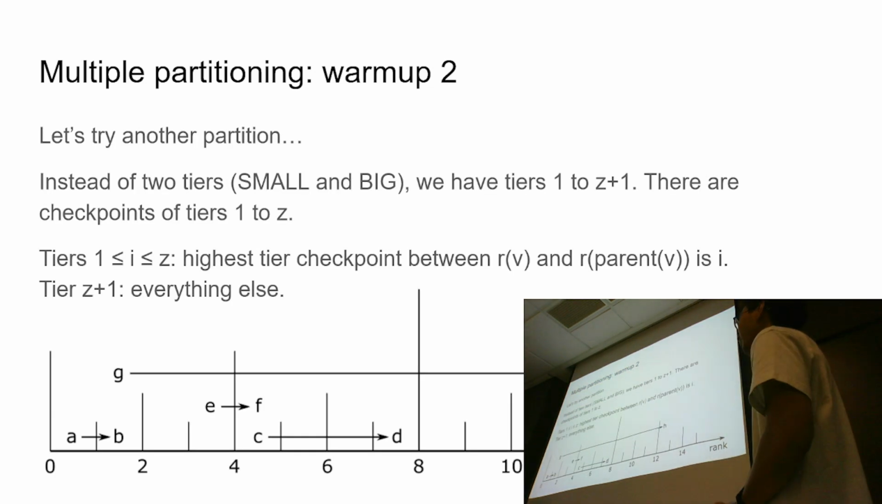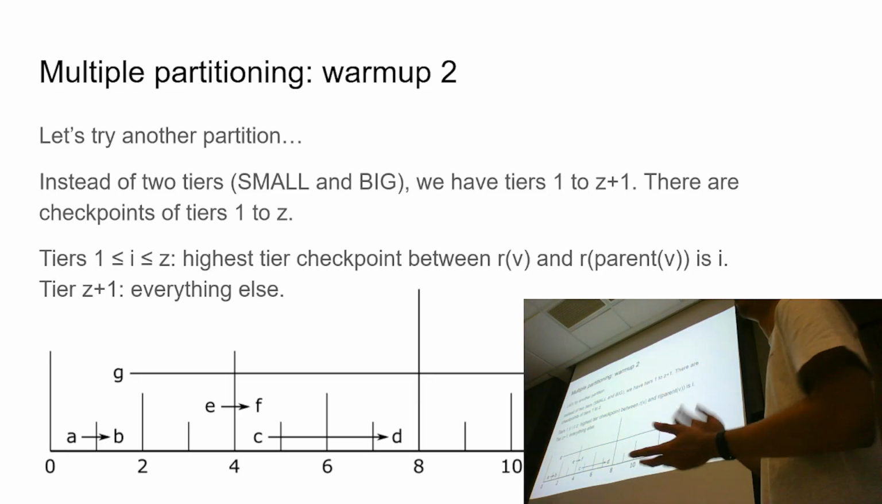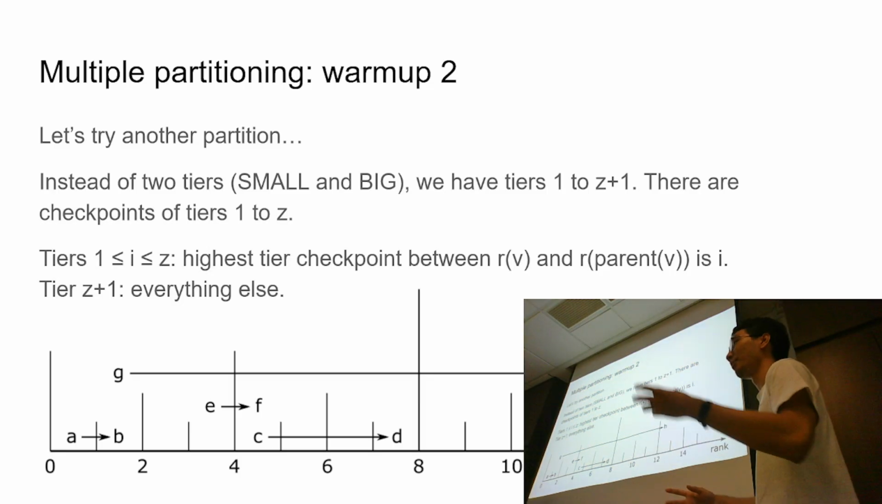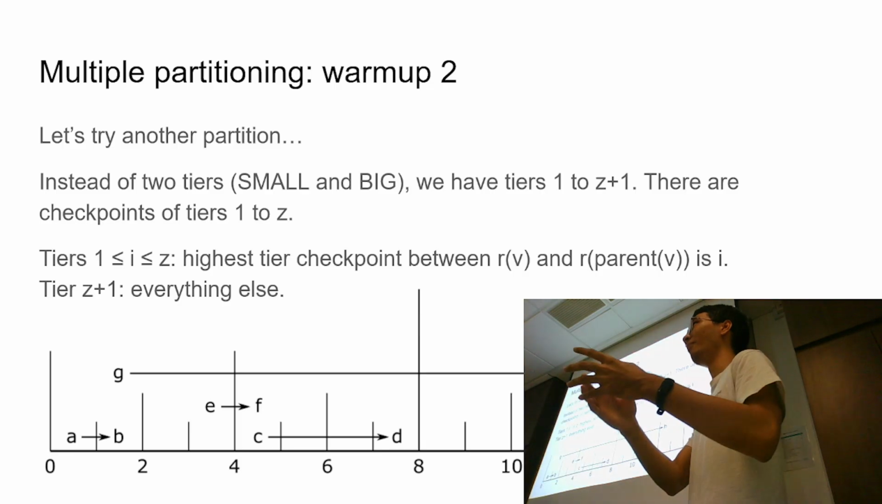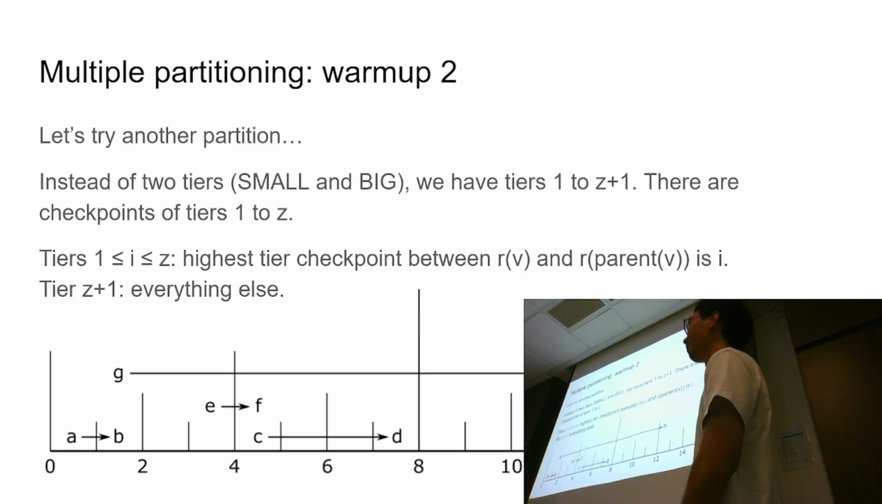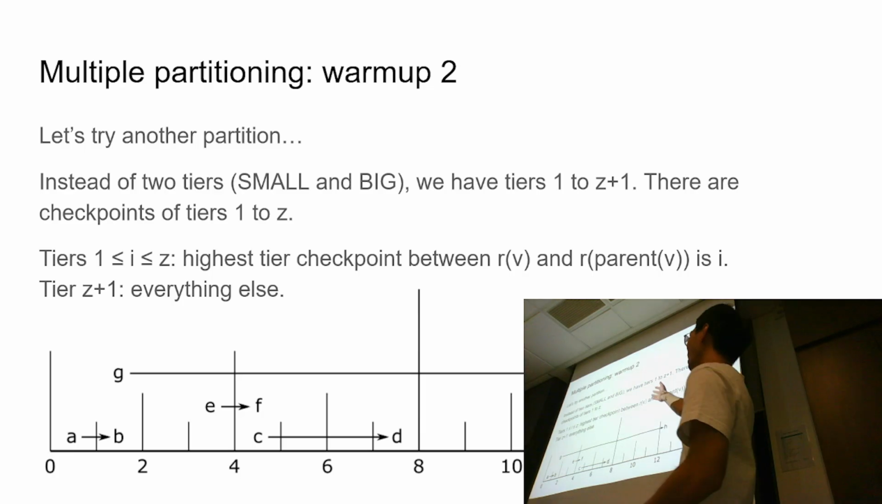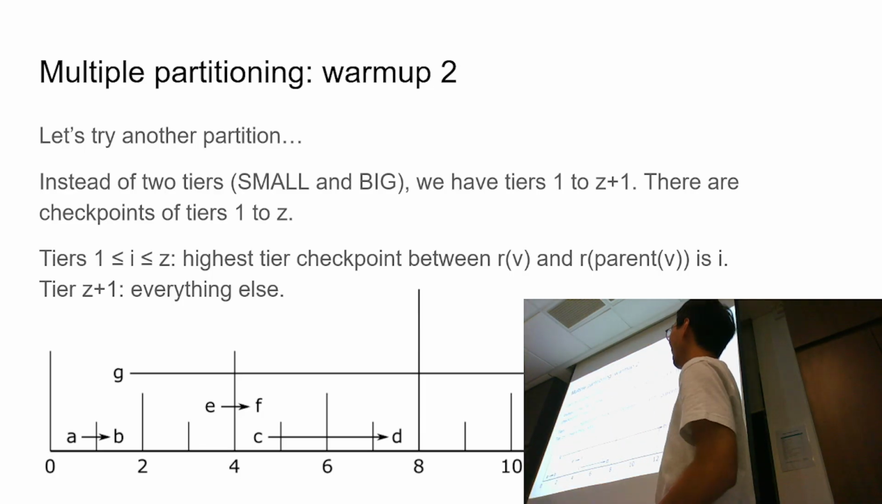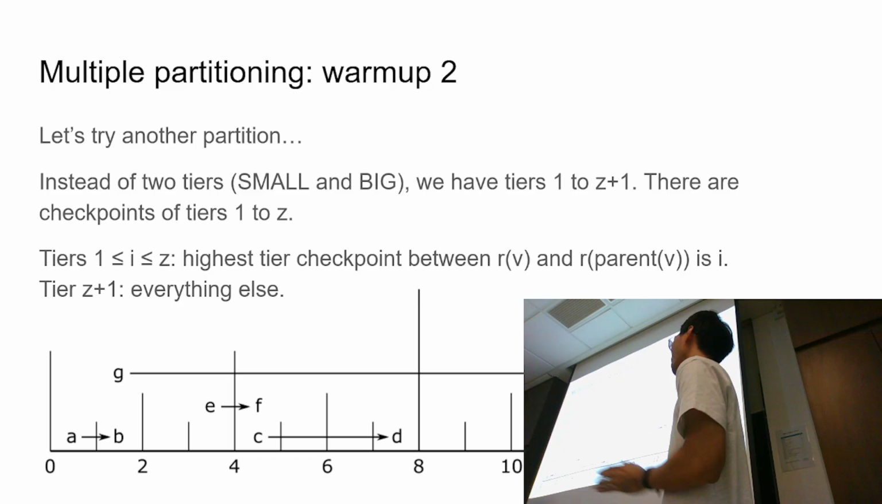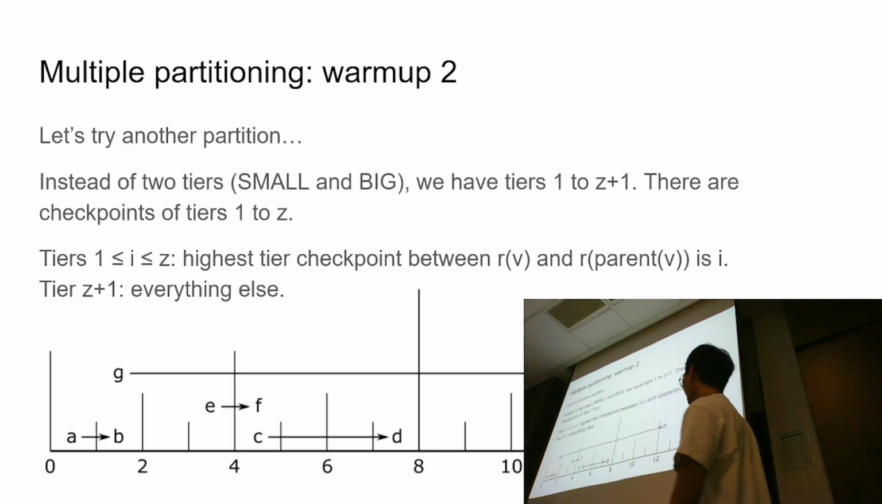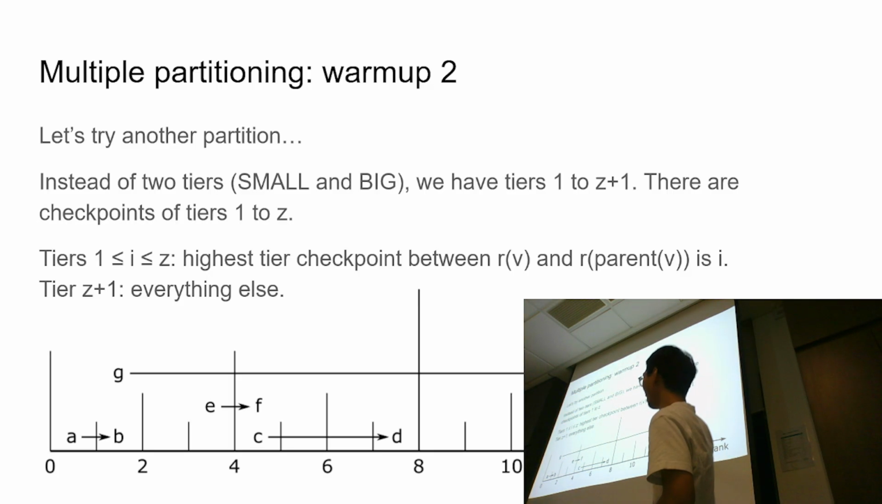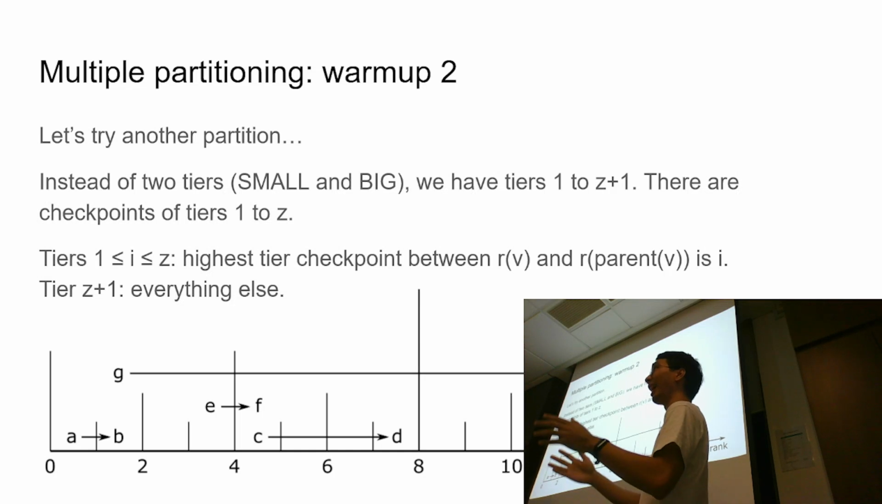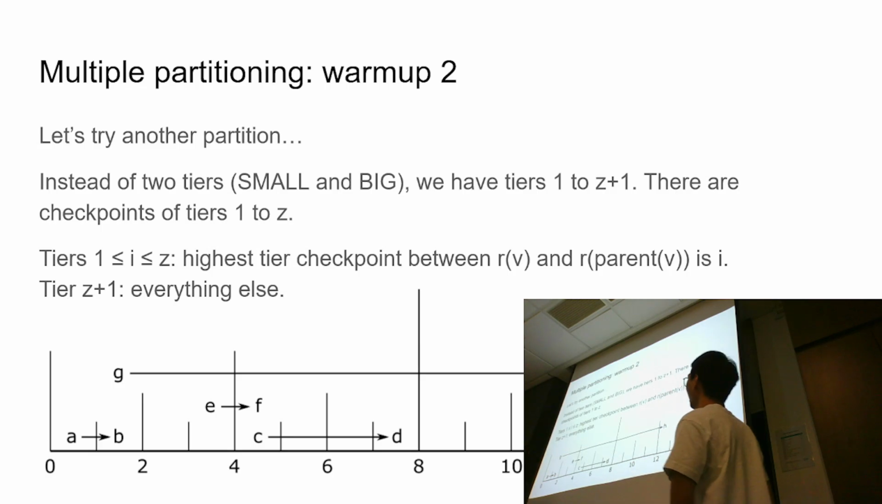But we can try something even more powerful to get a better bound. So instead of small and big, what if we had even more tiers of edges? I'll have tiers 1 to Z plus 1. And now instead of just one kind of checkpoint, I'll have tiers of checkpoints. Tier 1 checkpoints will just be every number, tier 2 will be 0, 2, 4, 6, 8, tier 3 will be 0, 4, 8, and so the higher the tier of the checkpoints, the more sparsely spaced out they are.